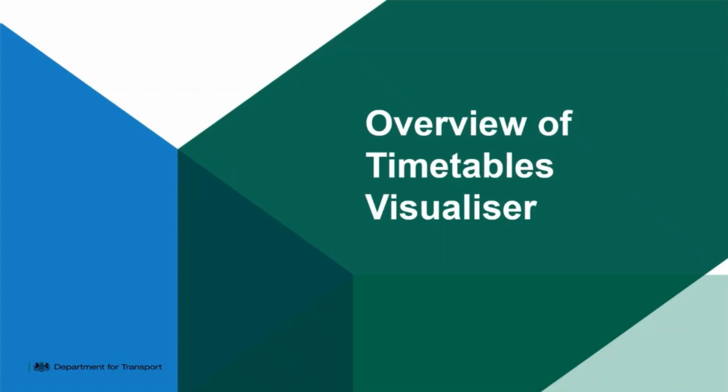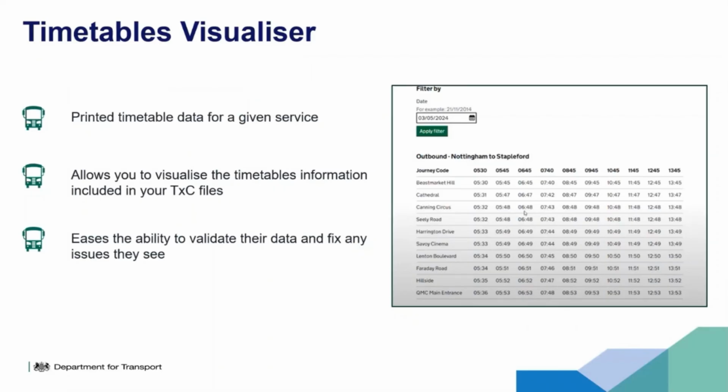In terms of an overview of what the Timetables Visualizer is, it's pretty self-explanatory. As the name suggests, it just allows you to visualize your TransXChange information in a printed timetable format. So it's a much simpler and more user-friendly way of visualizing your TransXChange data, and it allows you to visualize and validate any data issues that you do have and fix those before uploading that information to BODS.